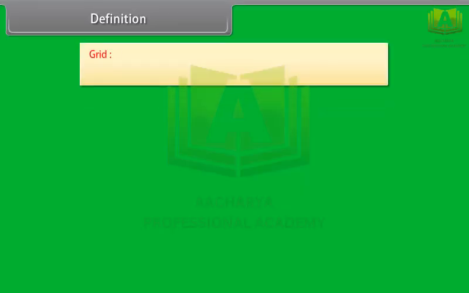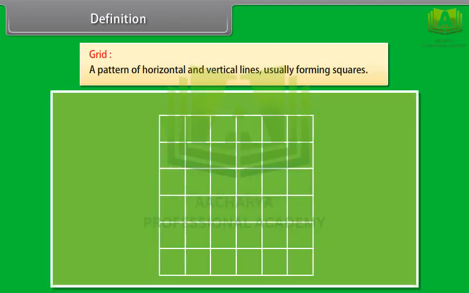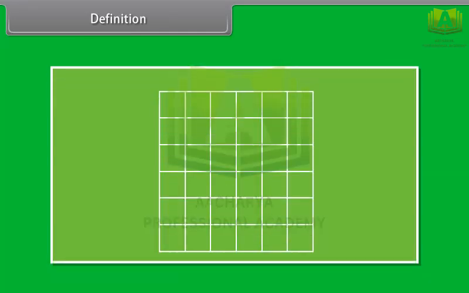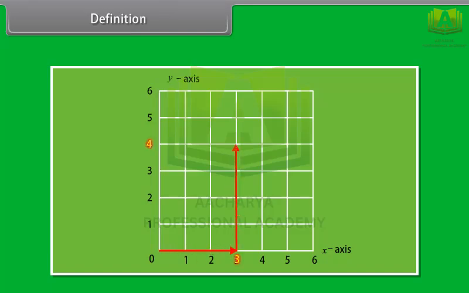Definition. Grid: a pattern of horizontal and vertical lines, usually forming squares. X-axis: a horizontal number line on a grid. X is the shortest and likes to lie down horizontally. Y-axis: a vertical number line on a coordinate. Y is the tallest and stands upright or vertically. Coordinates: an ordered pair of numbers that give the location of a point on a grid, for example (3, 4).